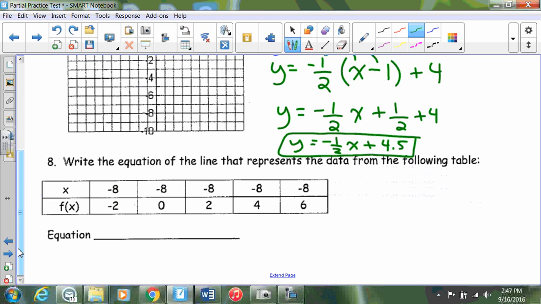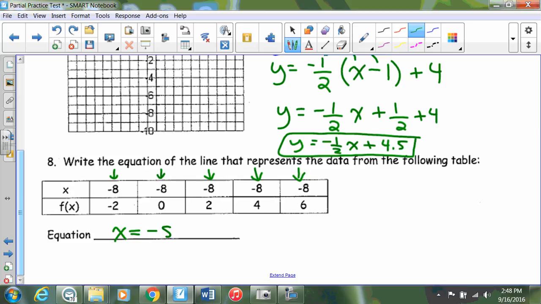All right, let's move on to 8. Write the equation of the line that represents the data. Oh, warning, warning, warning. I mean, it's a good warning, right? Look, x is equal to negative 8, every time. What's the name of this line that the table represents?